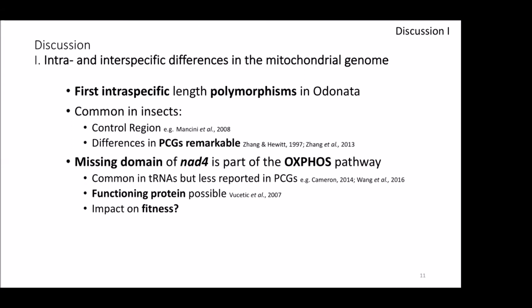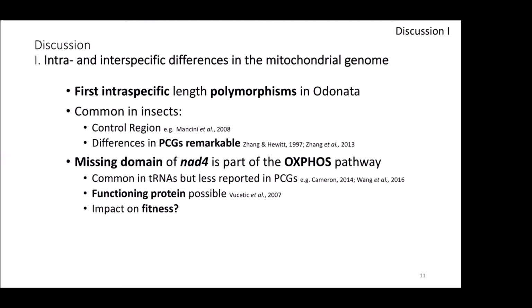Discussing the first point, intraspecific length polymorphisms are really common in insects, especially in the control region. I showed you huge differences in my control regions, from 160 base pairs in the Easter Island specimen to about 350 in the Ecuadorian specimen. But these differences are often observed. What is really remarkable is that we have differences in the protein coding genes and a missing domain in the ND4 gene.